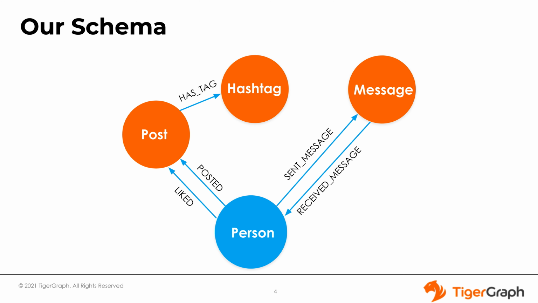And we have an edge here for hashtag to represent that our post has a hashtag. And then additionally, we have edges for sent message and received message. So each message will have a sent message edge leading from the sender and then a received message edge leading back to the recipient person. This is the basics of what our graph will look like. So next we'll hop into Graph Studio and we can begin setting that all up.